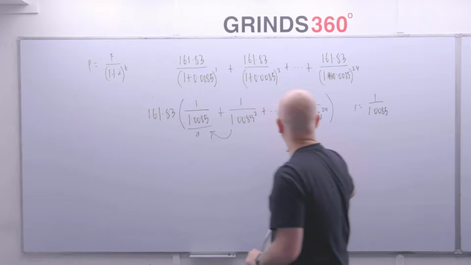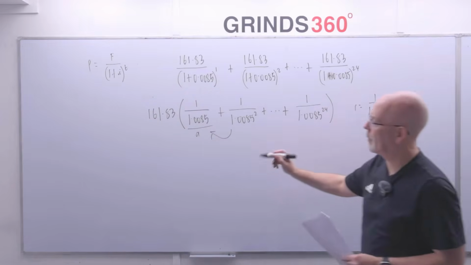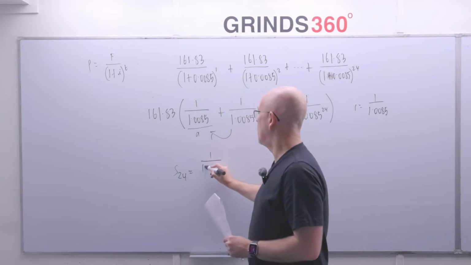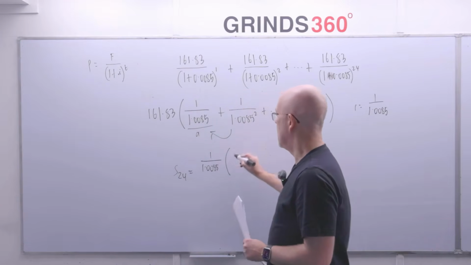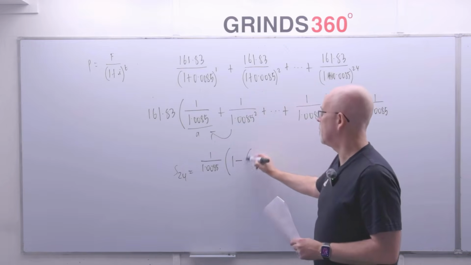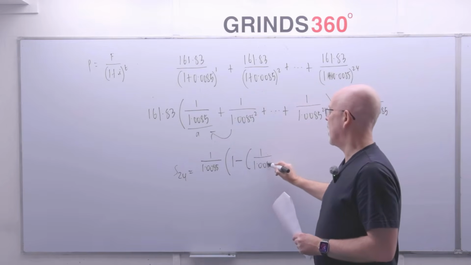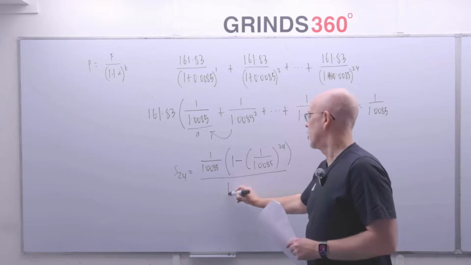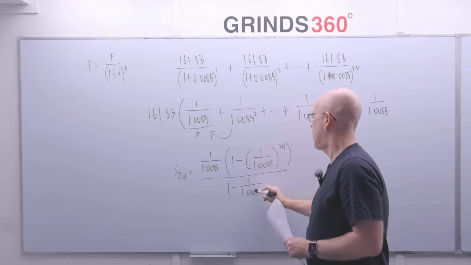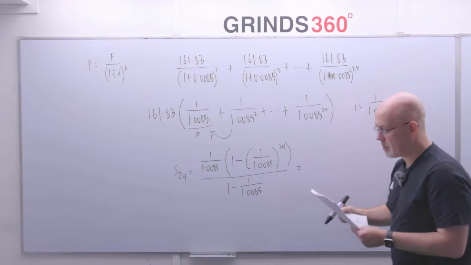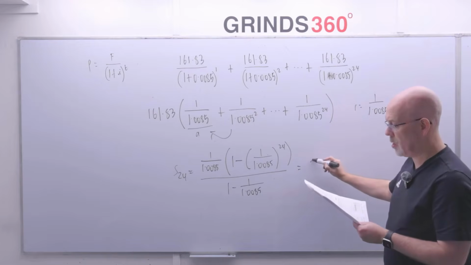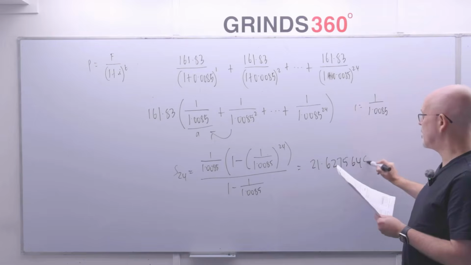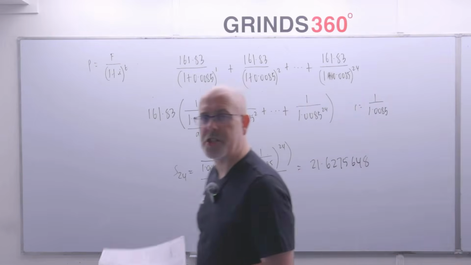You do you. And N is 24, right? So the sum of those 24 numbers, it's A, which is 1 over 1.0085, times 1 minus, there's my value for OR, 1 over 1.0085, the power of N, power of 24, over 1 minus OR. Right? And if I pop that into my calculator, that comes out at like 21.6275648. Again, I'm not sure how many of those decimals I need just yet, so I won't bother rounding here.